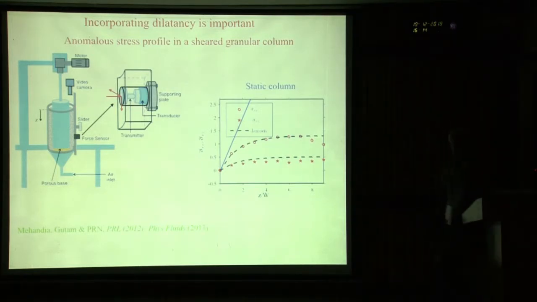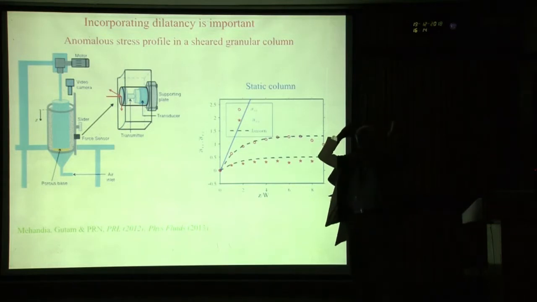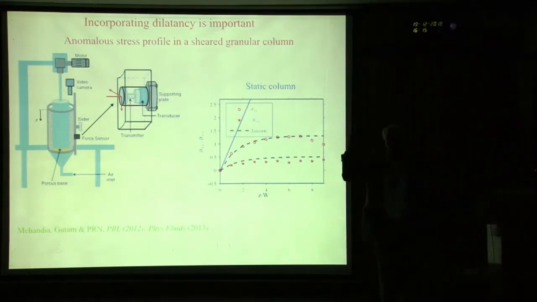Now, suppose the material was static, suppose you were not rotating the inner cylinder, then you get this kind of saturation of the stress, and this is the well-known Janssen saturation that simply comes from the fact that the outer cylinder or the boundaries are holding up a part of the weight by friction, which doesn't happen in a fluid.